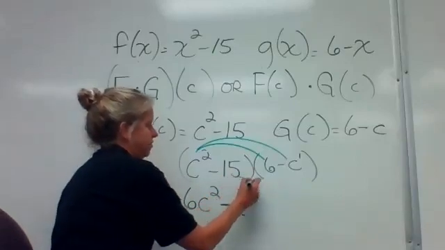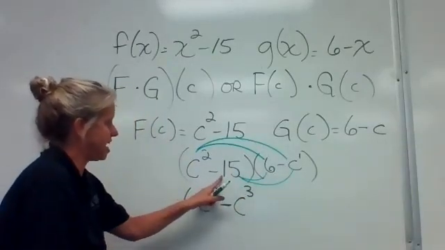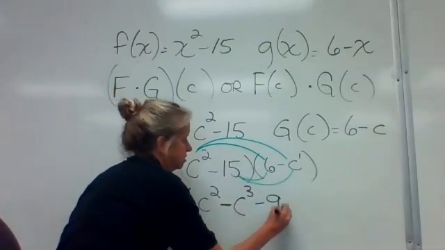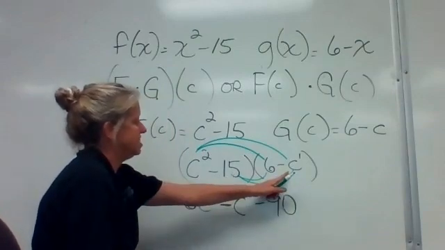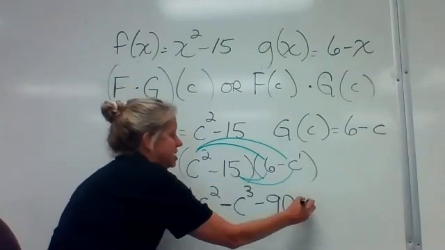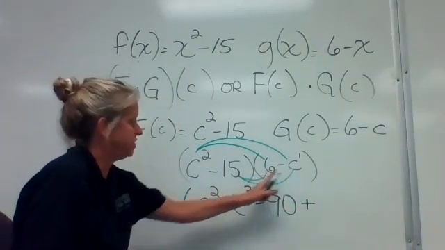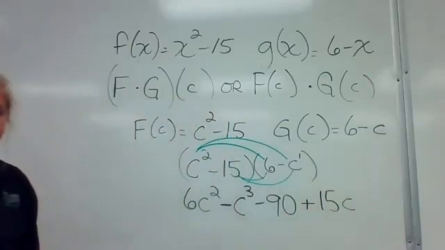And then distribute the negative 15 to both of these. So a negative 15 times a positive 6 is negative 90. Negative 15 times negative c. A negative times a negative makes it positive. 15 times c is just 15c.